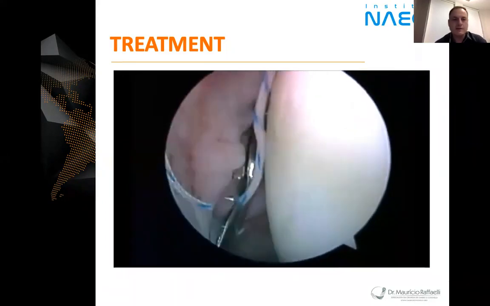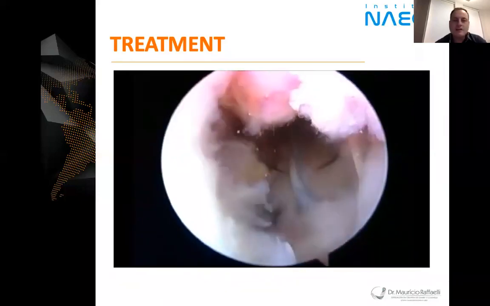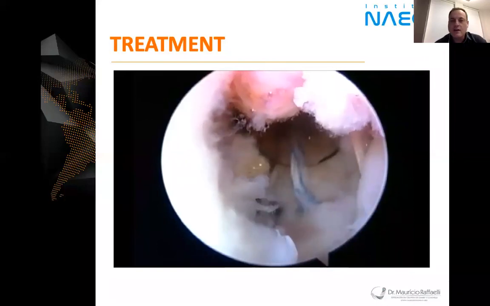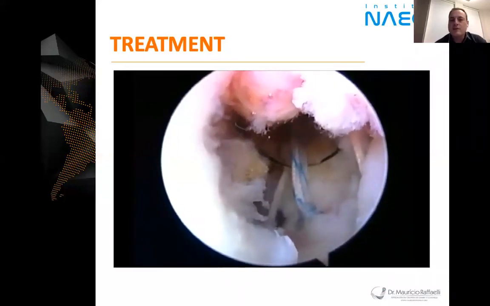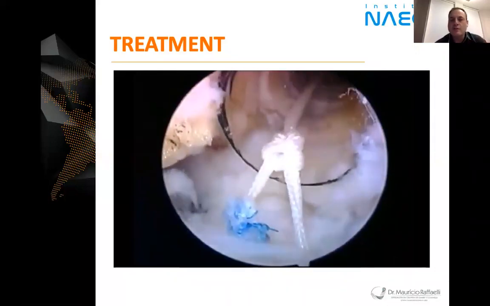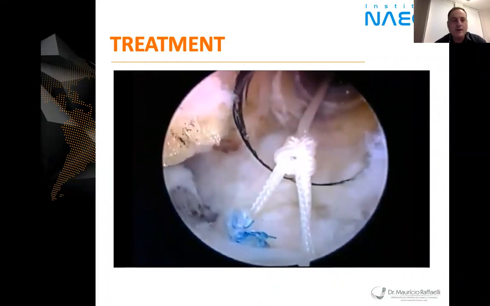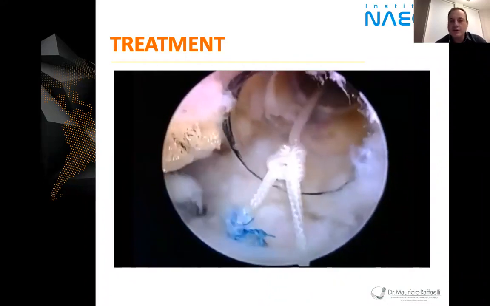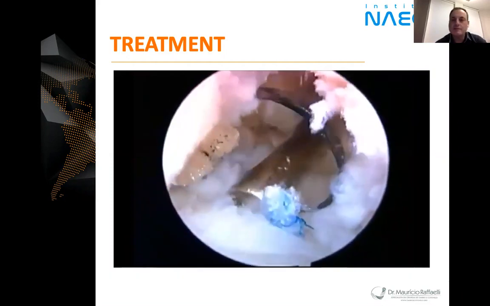Yes, I did it. And now I start to tighten my knots. I love to do the upper knot first because I will improve the approach of the subscapular tendon, and then I tighten my lower suture to improve the lower part of the subscapularis repair.